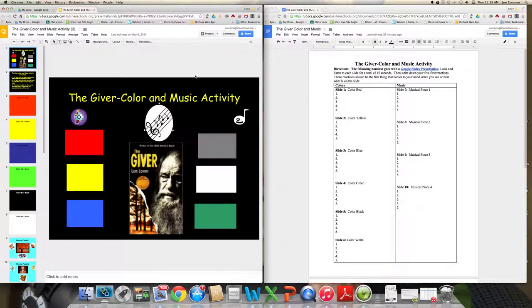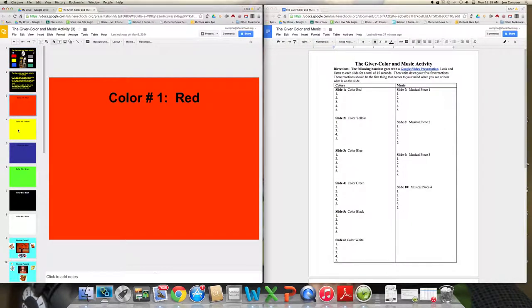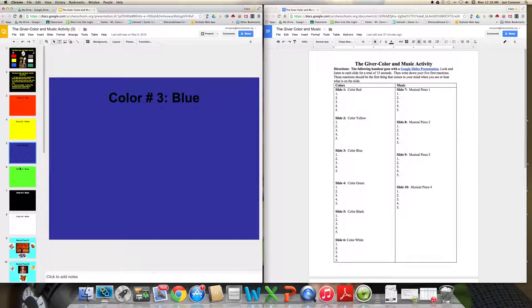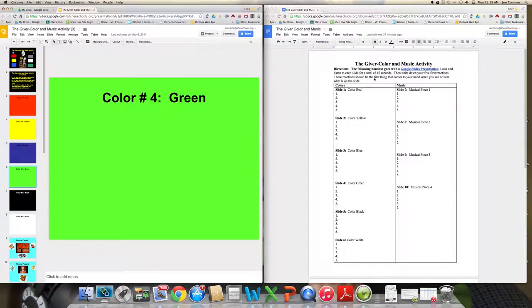Basically what we're going to have you do, we have a series of slides with colors, all different colors, and we're having students view the slide for 15 seconds on their own, and then they're going to write down their first 5 reactions.